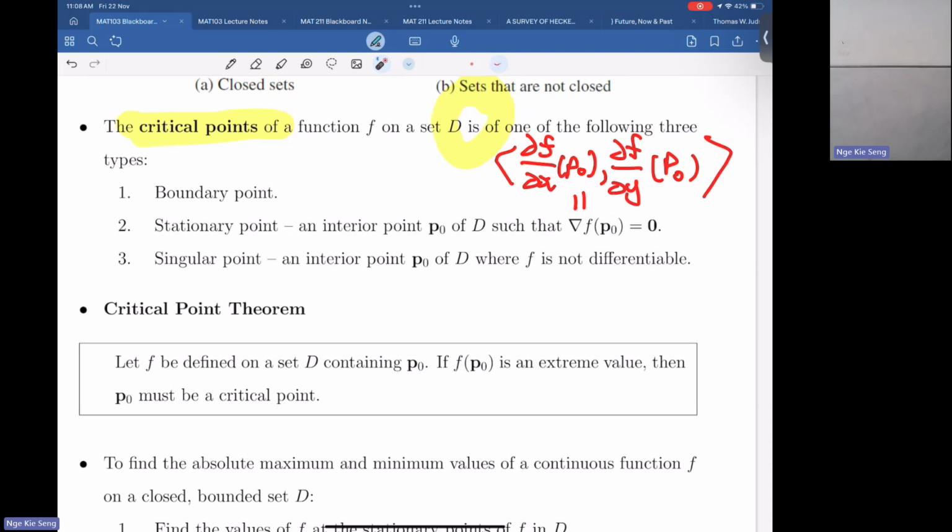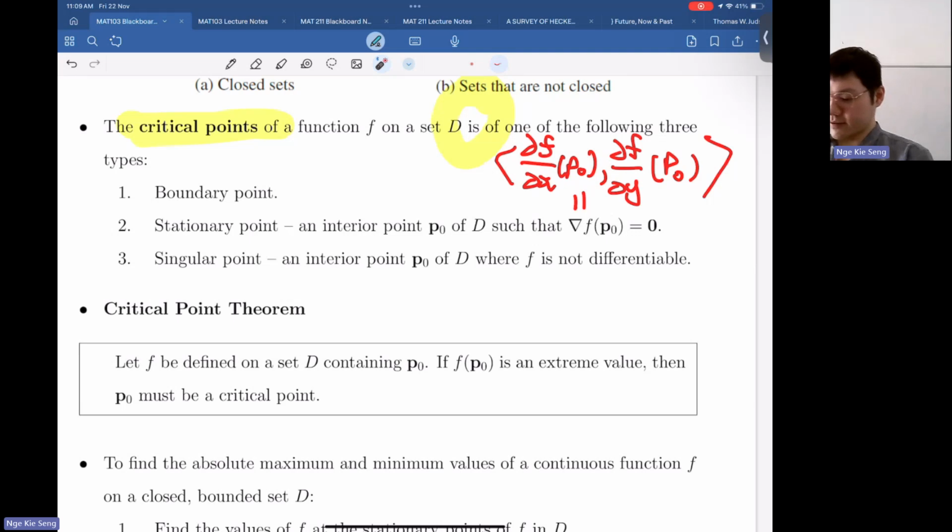What is special is called the singular point. So what's the singular point? It is where f is not differentiable. Your function can be continuous but not differentiable. Do you have an example in your mind? Yeah, absolute value of x is continuous but not differentiable. So at those points, you need to check the value again. But usually our examples are differentiable.